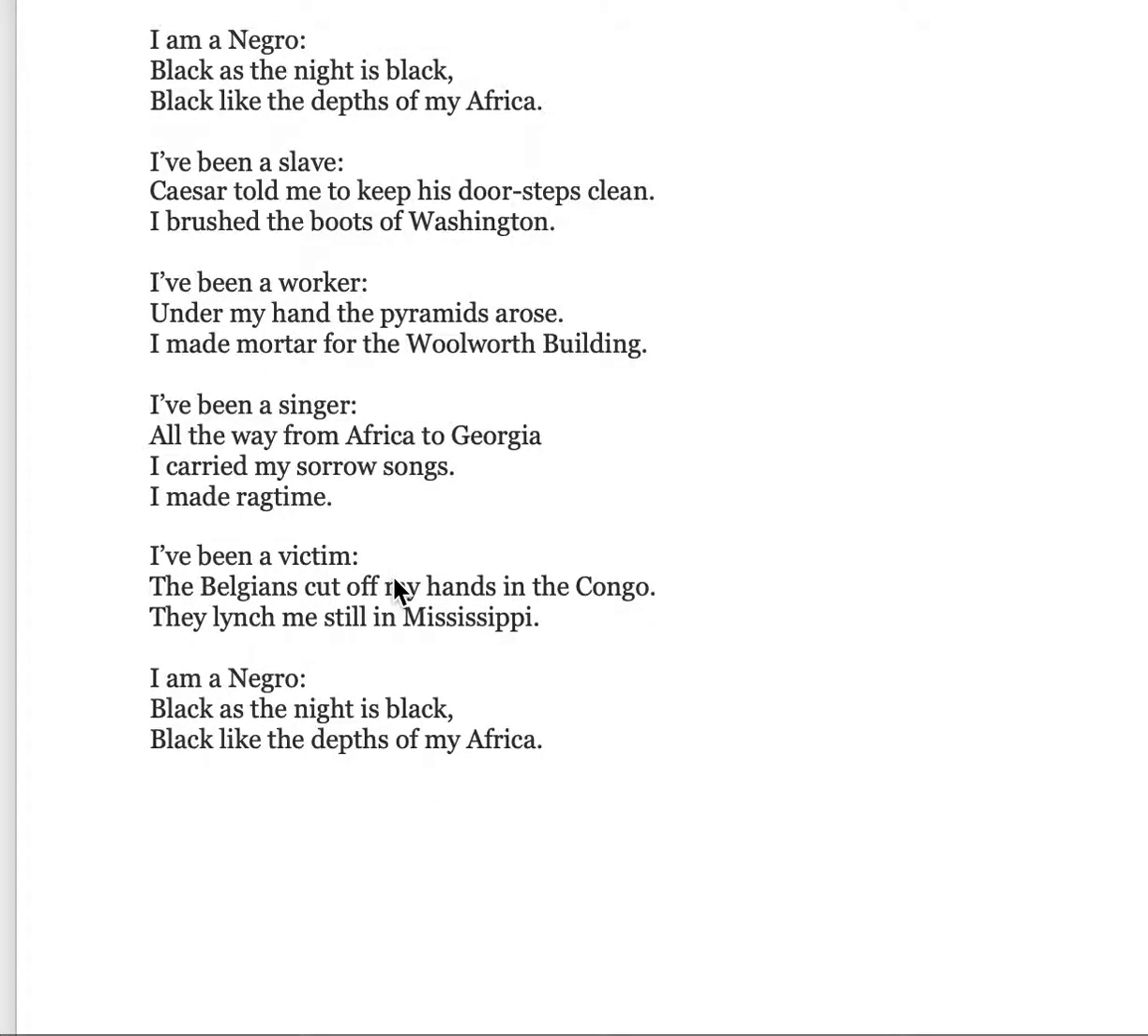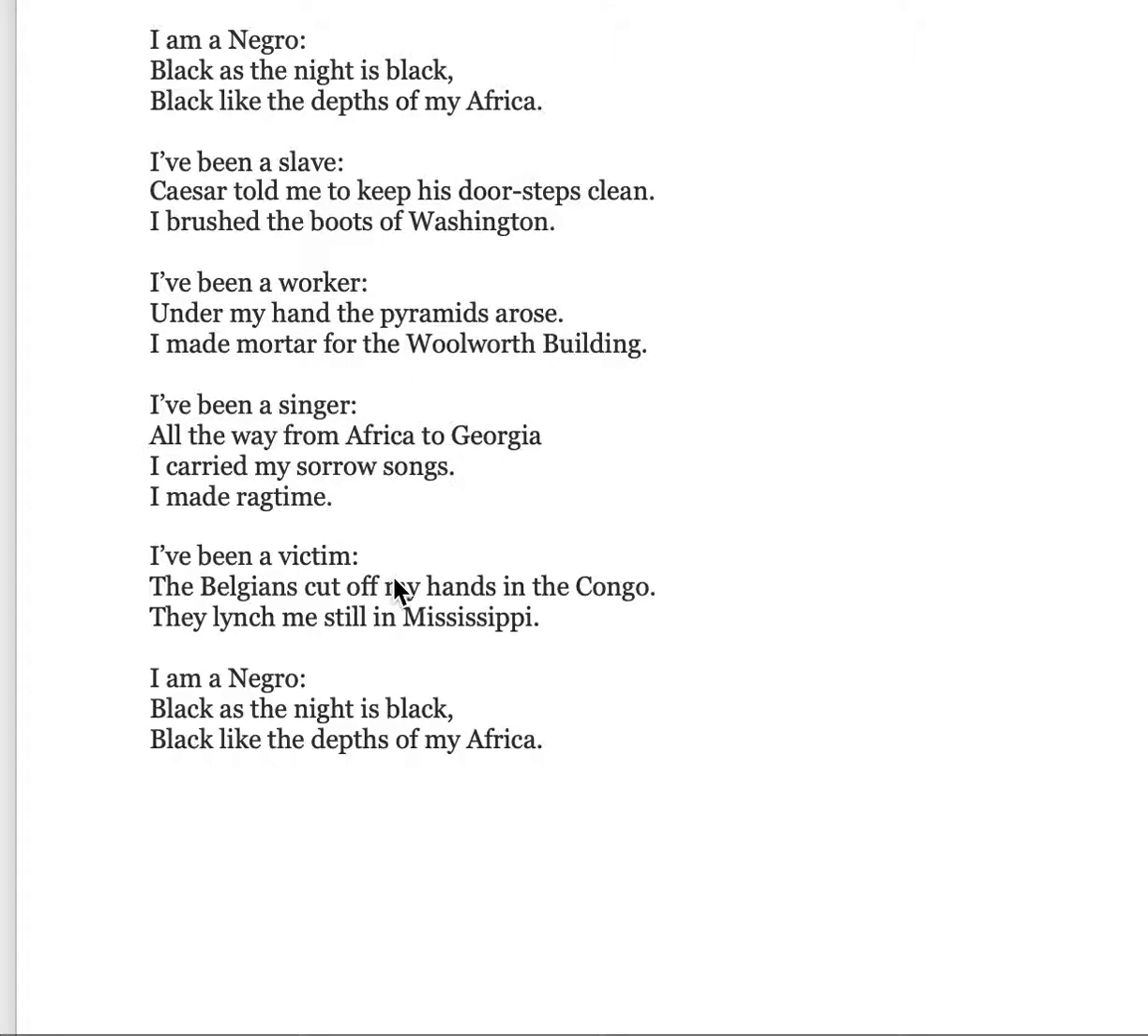He says, I've been a victim. The Belgians cut off my hands in the Congo. They lynched me still in Mississippi. So we're going all the way from slave trade up through current state, 1926, I'm sorry, lynchings that are happening in the United States. So we still don't have equality for this culture. He's saying, but we create, we build, we do, and then you take, and then you kill us.